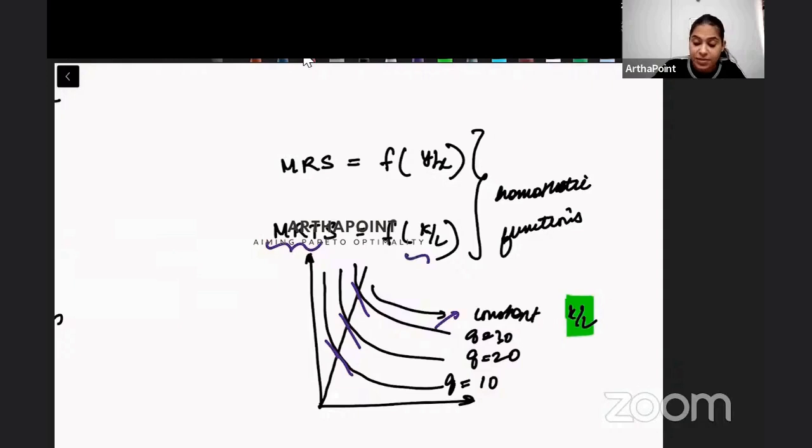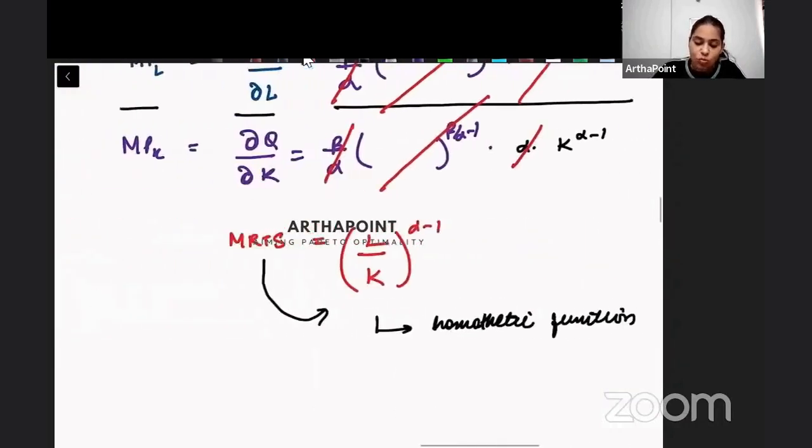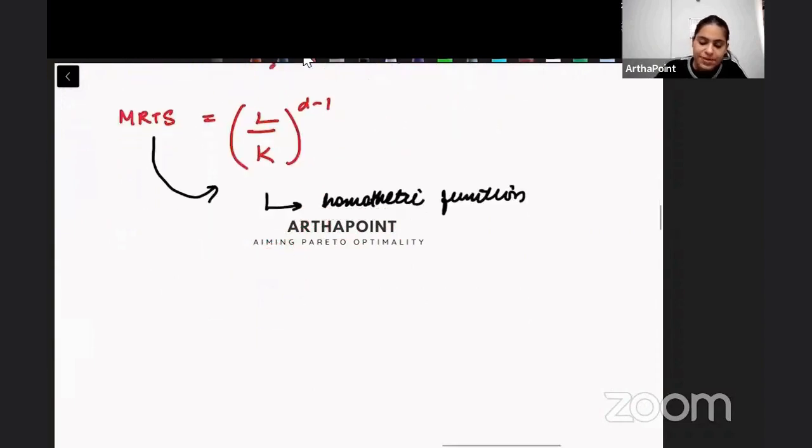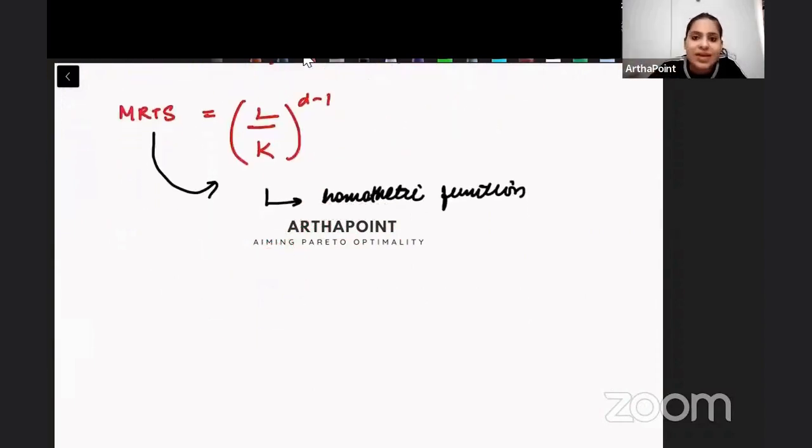It is a function of K by L because it is passing through the same line through the origin and MRTS is the same. That is a homothetic function. So this is a homothetic function. Now we just have to flip this and write it in K by L, it is very easy.